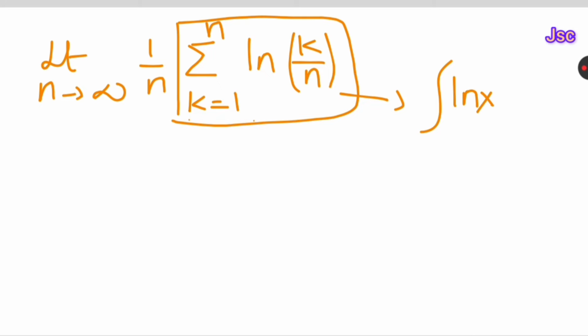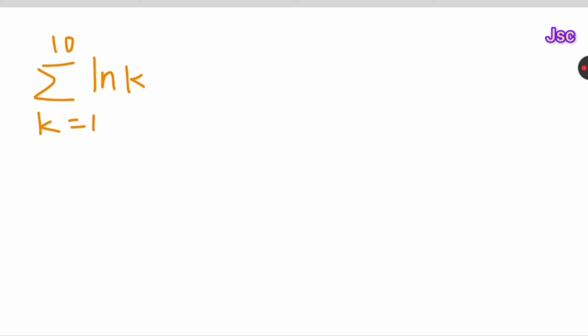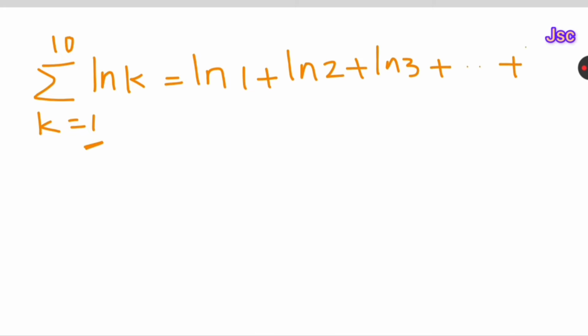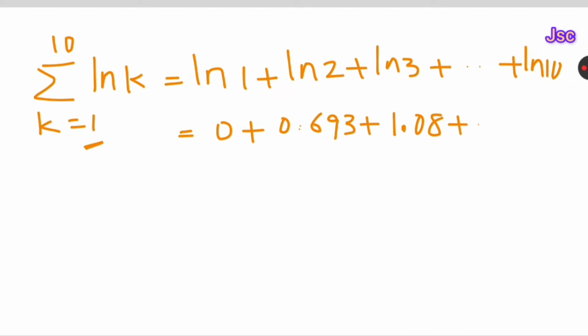But is this correct, to change summation into integral? Here is an example to prove this transformation. Now we have summation k equal to 1 to 10 of ln k. So this we can write as ln 1 plus ln 2 plus ln 3 and so on up to ln 10. So what is the value of ln 1? The value is 0. ln 2 is 0.693, ln 3 is 1.08, and so on, ln 10 is 2.302. After adding all these, you will get 15.1.